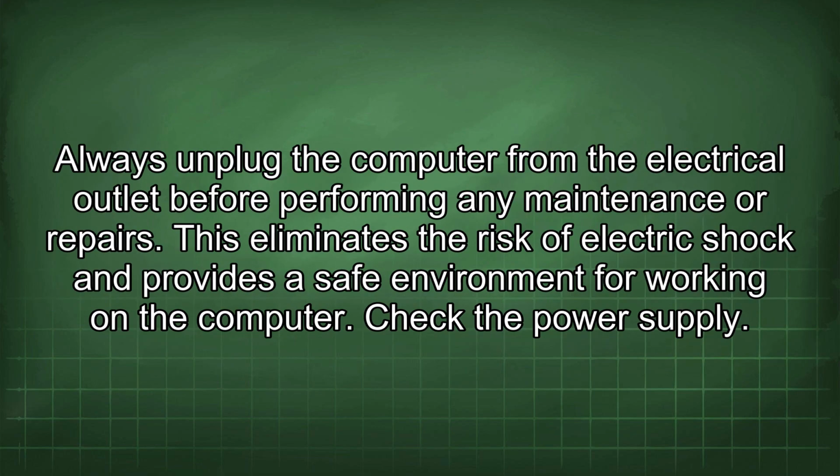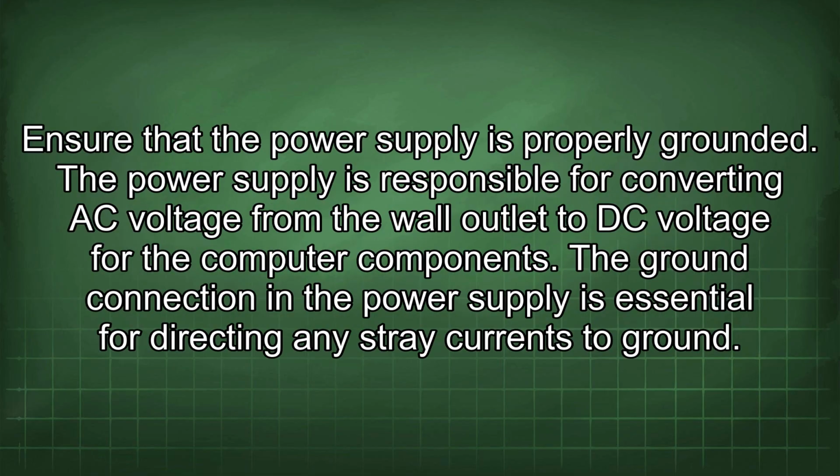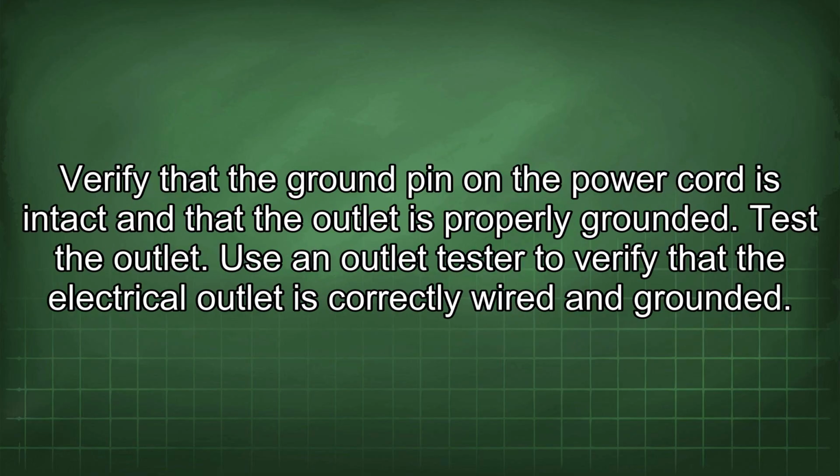Always unplug the computer from the electrical outlet before performing any maintenance or repairs. This eliminates the risk of electric shock and provides a safe environment for working on the computer. Check the power supply. Ensure that the power supply is properly grounded. The power supply is responsible for converting AC voltage from the wall outlet to DC voltage for the computer components. The ground connection in the power supply is essential for directing any stray currents to ground. Verify that the ground pin on the power cord is intact and that the outlet is properly grounded.